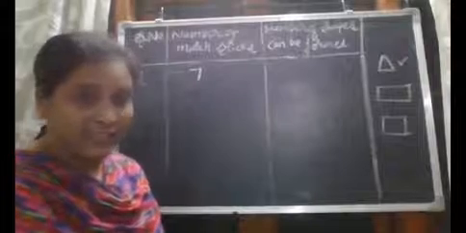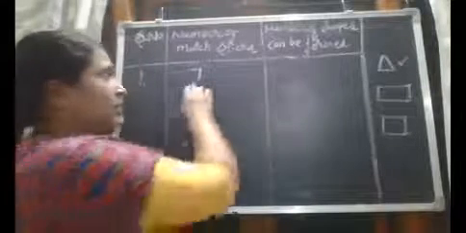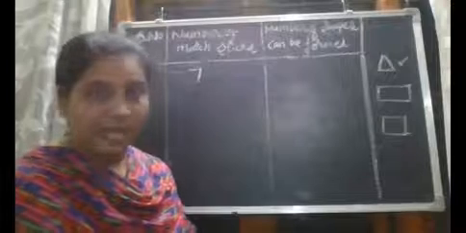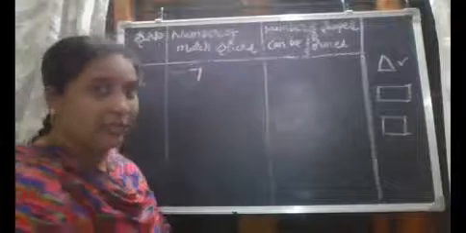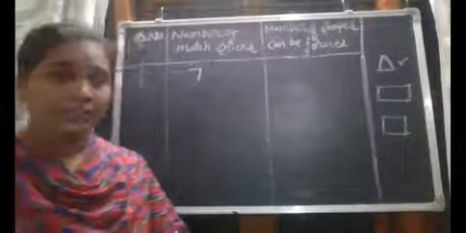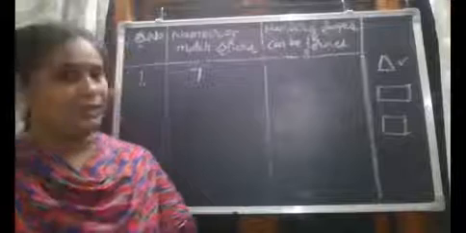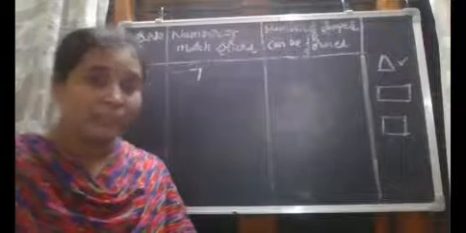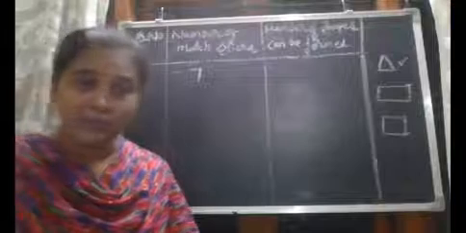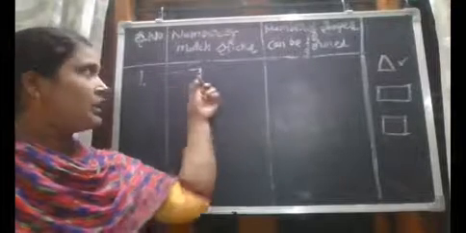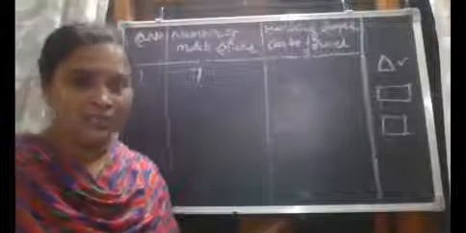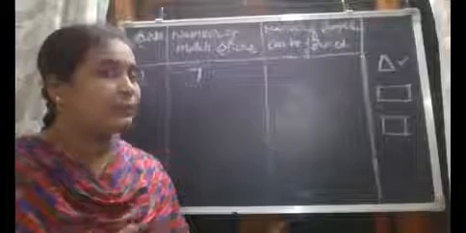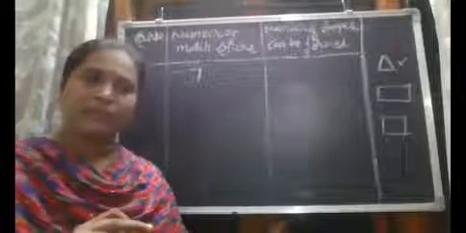Next, the rectangle. For a rectangle, what do we need to do? We need to check whether the given number is even or not. So 7 is an odd number, isn't it, children? How do we check even numbers? We need to check in the 2 table. The numbers which are divisible by 2 are called even numbers. Do we get 7 in the 2 table? No. Children, one more point you should remember here. We get 4 and 2 in the 2 table, so 2 and 4 are even numbers.